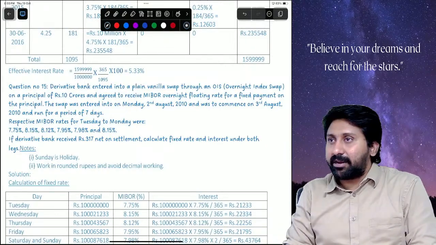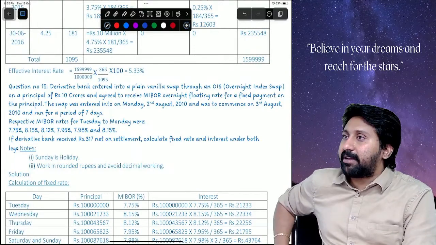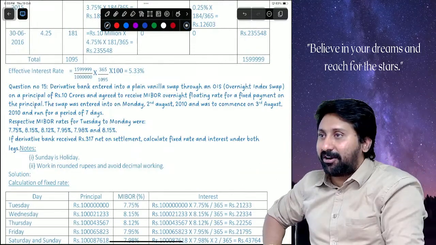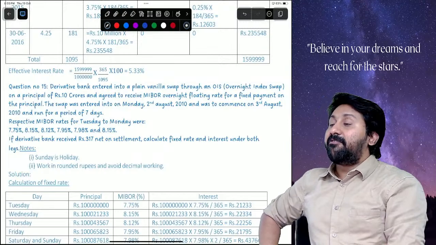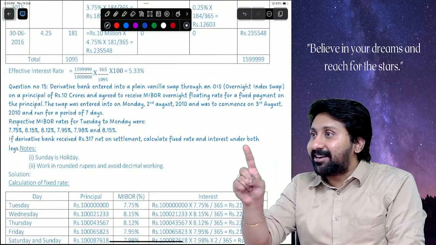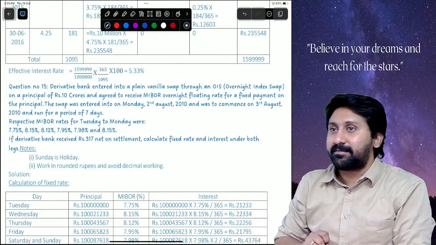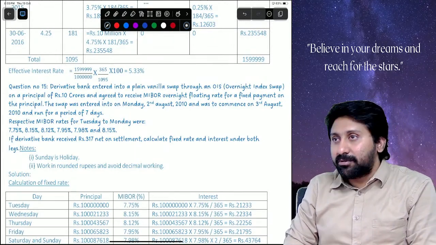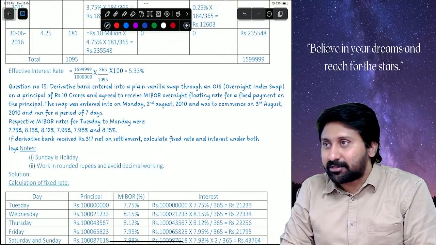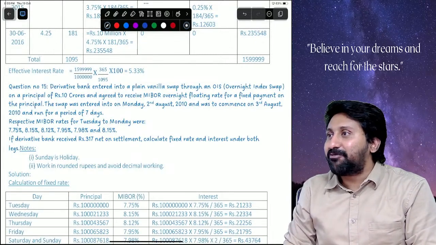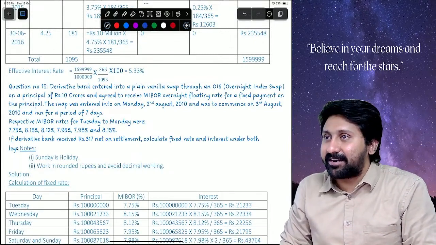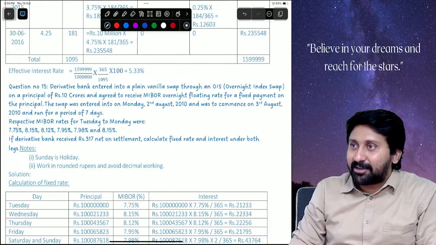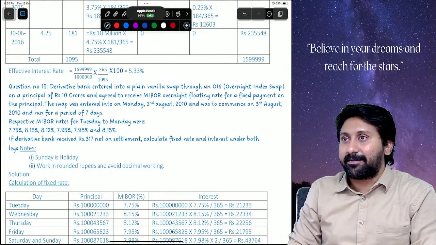First point, number 1. Who will enter into an overnight index swap? Banks will enter. You and me will not enter, because for a bank, 1 day of interest loss will be in crores of rupees. Understood? Sir, how are interest rates bothering you? Interest rates will bother banks also, because banks don't fix interest rates. RBI will fix interest rates.